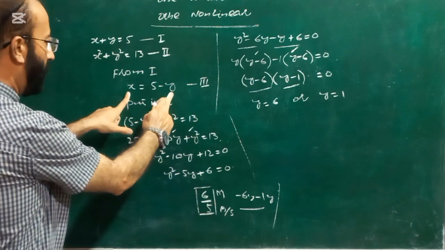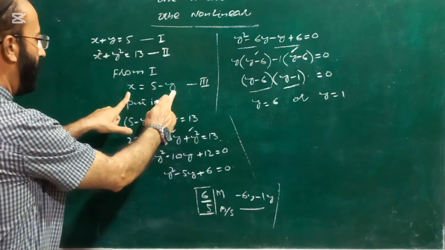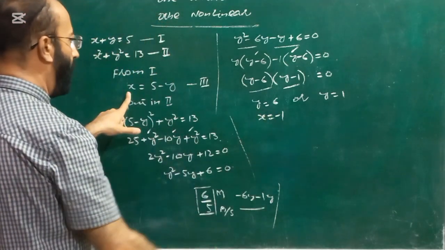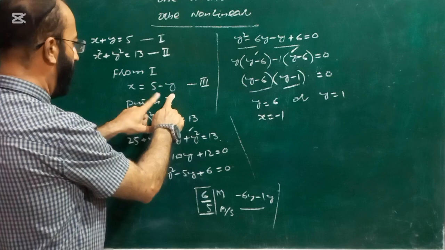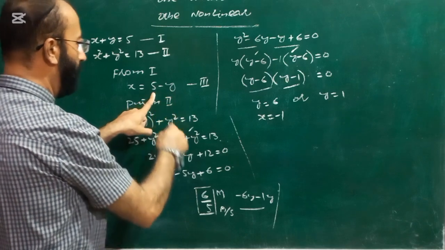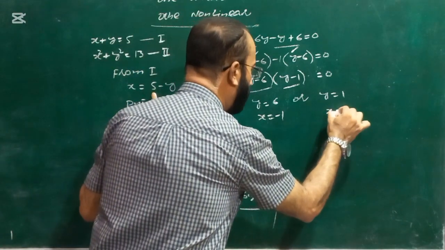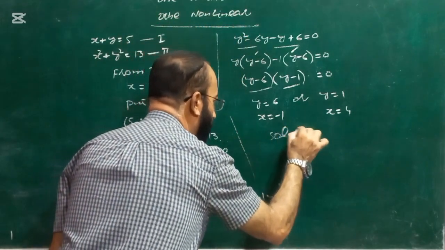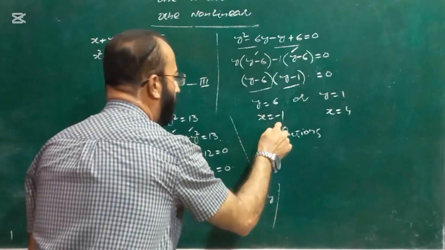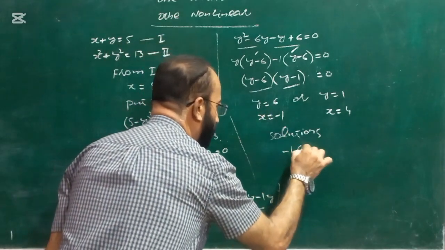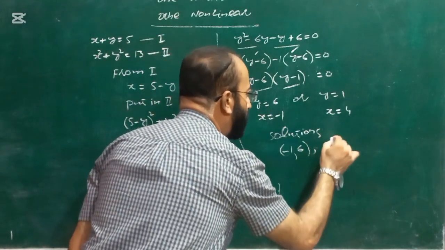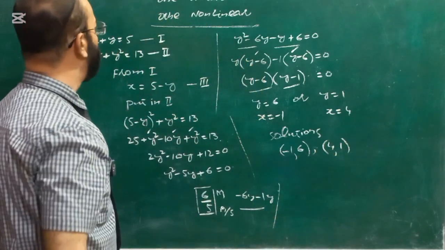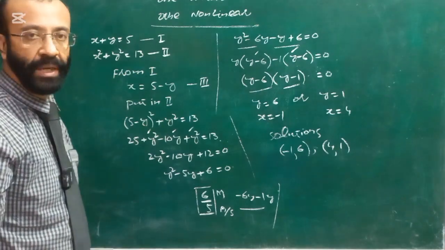So putting y is equal to 6 in equation 3, 5 minus 6 will be minus 1. So x will be minus 1. And when 1 is placed at the place of y, 5 minus 1 will be equal to 4. So the solutions are (minus 1, 6) and the second solution is (4, 1). So these are the solutions of these simultaneous equations.